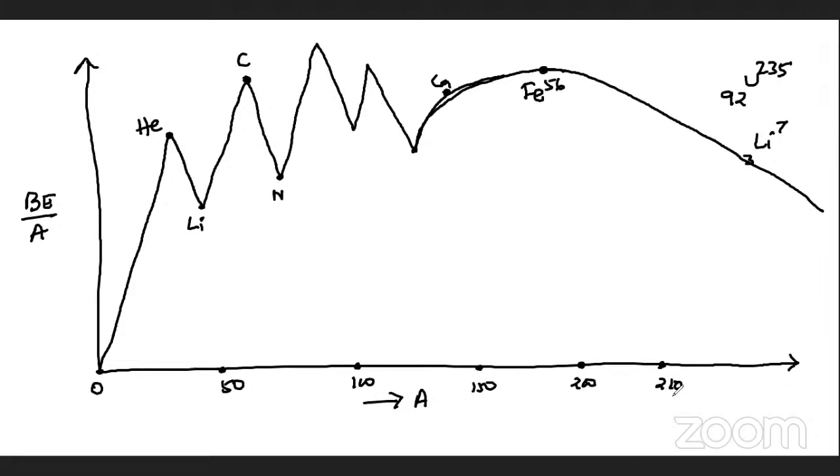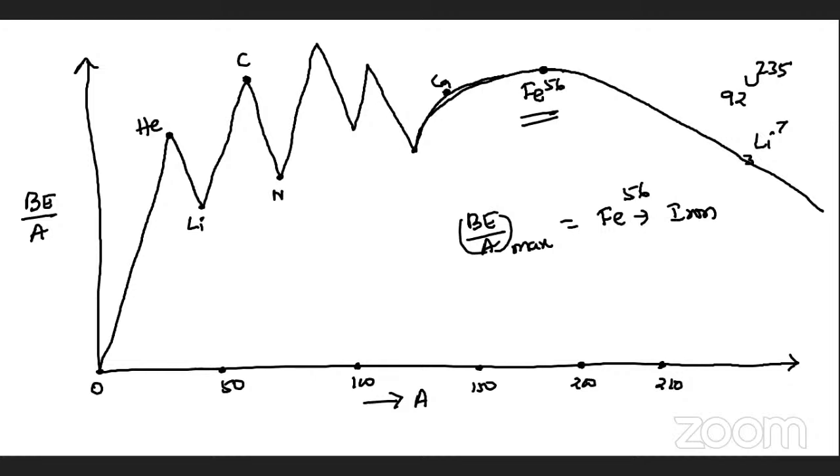Here we are having some points or basic features in this graph. If they ask for which element the binding energy per nucleon is maximum, binding energy per nucleon or average binding energy is maximum for iron, and it has a mass number 56.